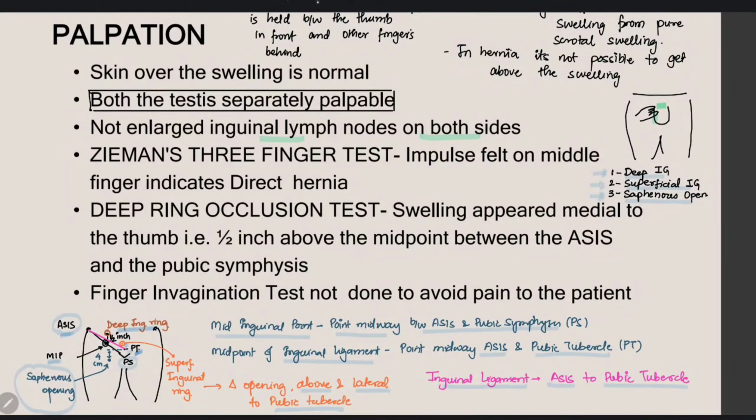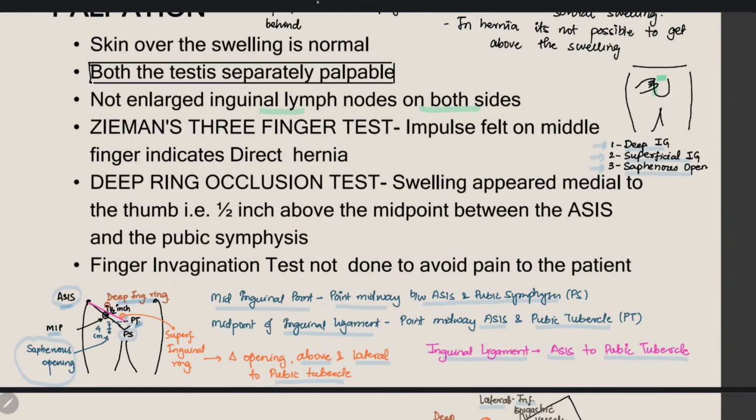After reducing the swelling, we have to place our 3 fingers on the swelling and tell the patient to cough. If the impulse is felt on the middle finger, it will indicate a direct hernia. If the impulse is felt on the index finger, it will indicate an indirect hernia. If the impulse is felt on the ring finger, then it will indicate a femoral hernia.